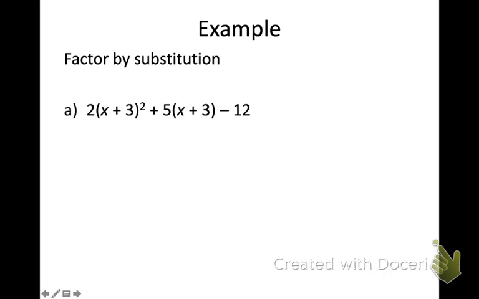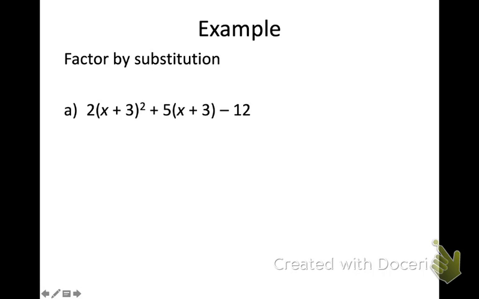So in the beginning of section 6.2 we just got into factoring trinomials. We factored trinomials with leading coefficients of 1, we factored trinomials with leading coefficients other than 1, we factored trinomials with multiple variables, and we factored trinomials with a negative leading coefficient. So now what we're going to get into is factoring by substitution.